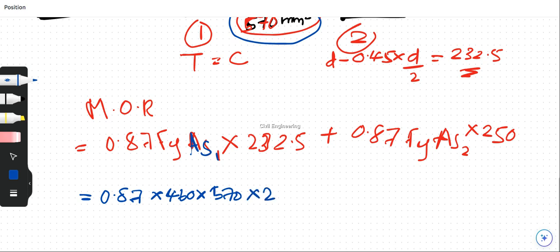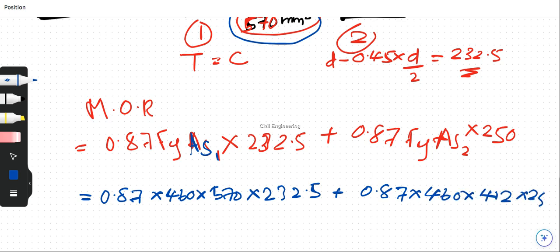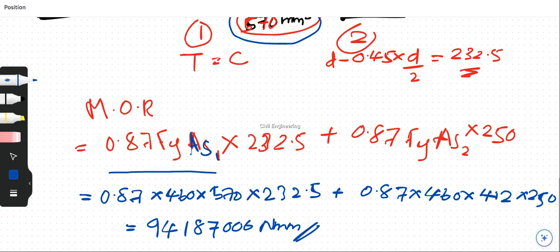By solving this equation, we can take the moment of resistance of this section. That is equal to 0.87 into 460 into 570 into 232.5. That is the lever arm. Here 250 is the distance between the top and bottom reinforcement bars. This answer is equal to 94187.06 Newton millimeter.